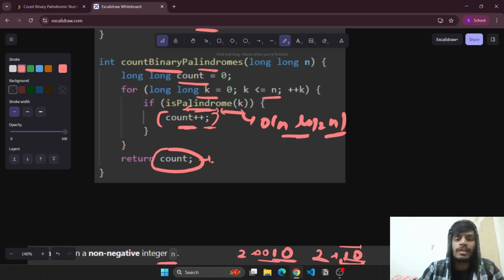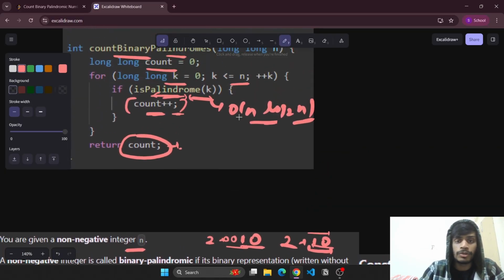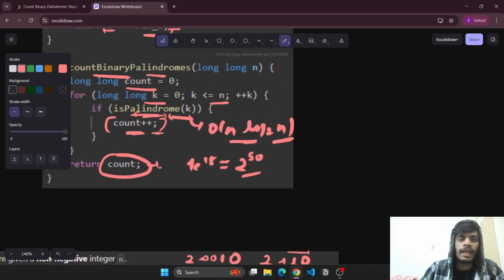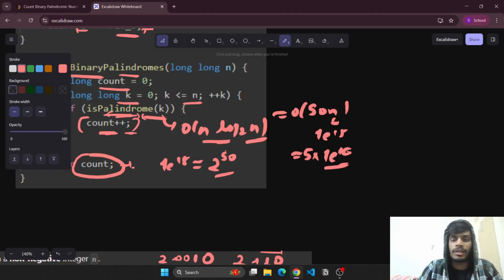And let's see the constraints given. So we are given that n can go up to 1e15 here. So O(n) only is not possible. And 1e15 is approximately what? 2 to the power 50, let's say. So this means n can have the MSB at the 50th bit. So this will be of the order of 50n. And since n can go up to 1e15, it is of the order of 5 into 1e16, which is very huge and obviously will give us a TLE here.